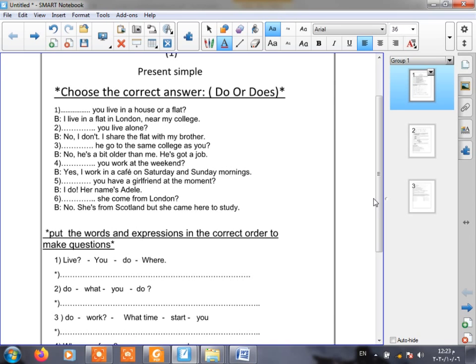So this is a conversation and we complete the sentences with do or does according to the conversation. Then he asked another question. He go to the same college as you? So, does he go? He answered, no. He is a bit older than me. He's got a job. He has got a job. Then he asked the question, you work at the weekend? So it should be do or does. So it should be do. Do you work at the weekend?